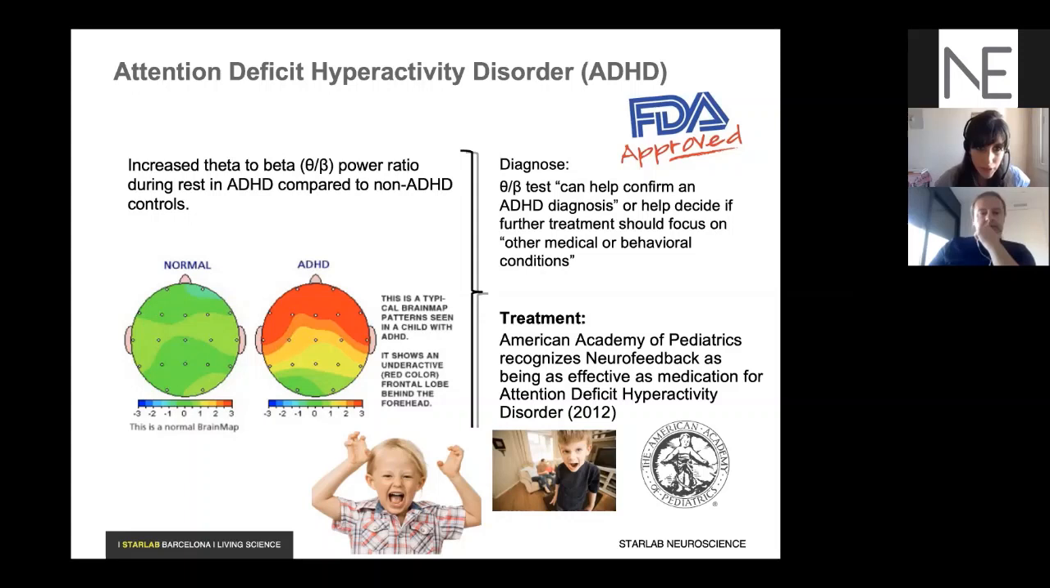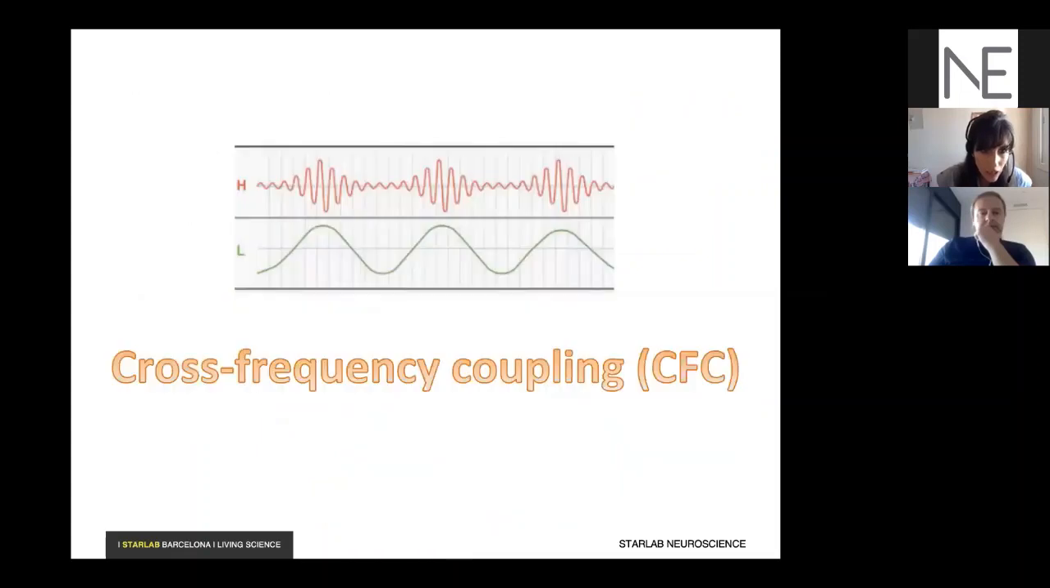Also, you probably know that there are a lot of neurofeedback studies that base their neurofeedback activities on the power band. Again, this metric is very important because the neurofeedback based on the theta to beta ratio was recognized by the American Academy of Pediatrics to be as effective as medication for attention deficit hyperactivity disorder.